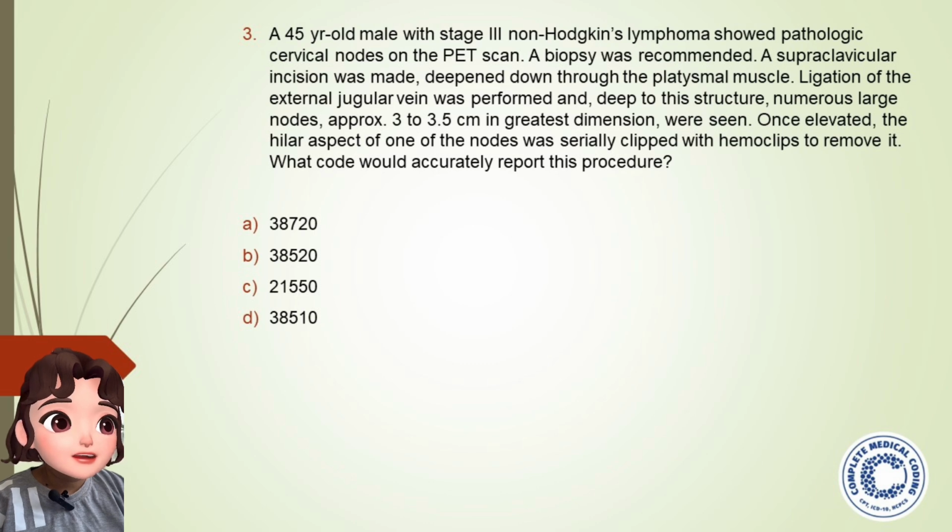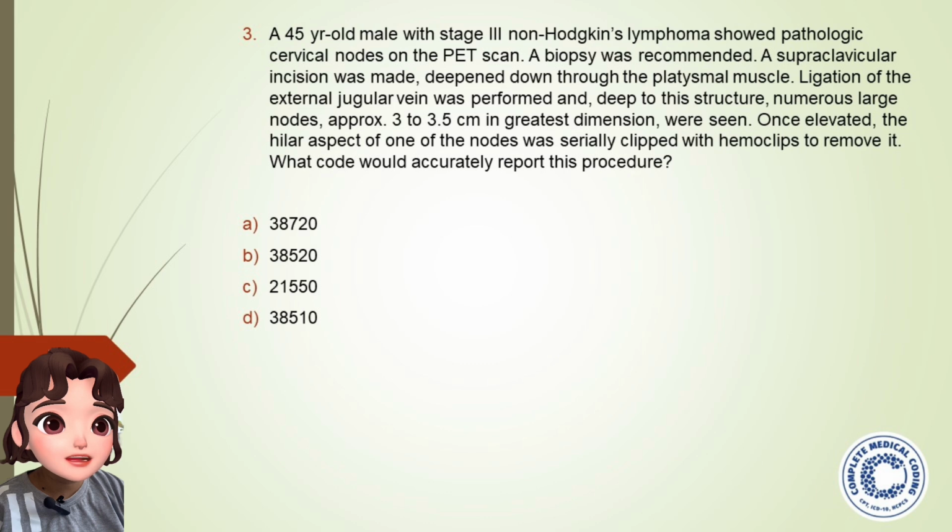Now moving on to the third question. A 45-year-old male with stage 3 non-Hodgkin's lymphoma showed pathologic cervical nodes on the PET scan. A biopsy was recommended. A supraclavicular incision was made, deepened down through the platysmal muscle. Ligation of the external jugular vein was performed, and deep to the structure, numerous large nodes, approximately 3 to 3.5 cm in greatest dimension, were seen. Once elevated, the hilar aspect of one of the nodes was serially clipped with hemoclips to remove it. What code would accurately report this procedure?